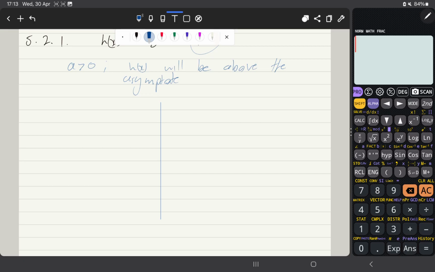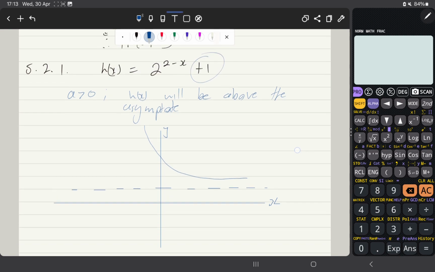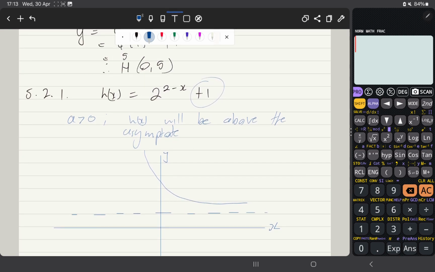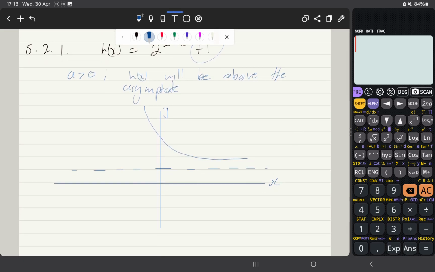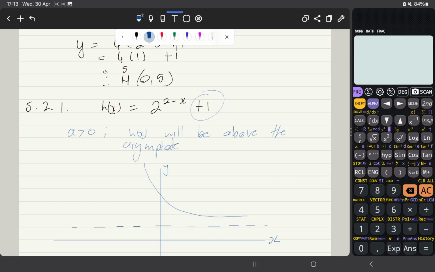If I try to plot this graph, I'm going to have something like this. This is my asymptote, this is the x-axis and this is the y-axis. My graph is going to be above the x-axis, but most importantly, it's going to be above the asymptote. It will never cross the x-axis. So this can be your answer: since a is greater than 0, h of x will be above the asymptote, and the asymptote being 1, your graph will never cross the x-axis. That's it. You are done.